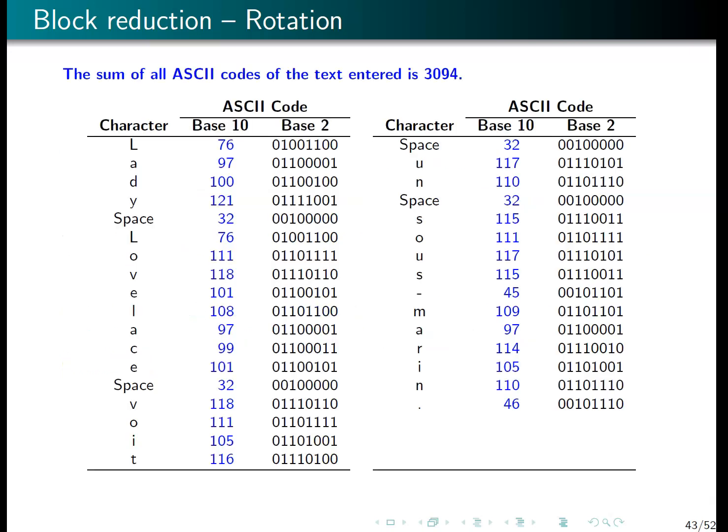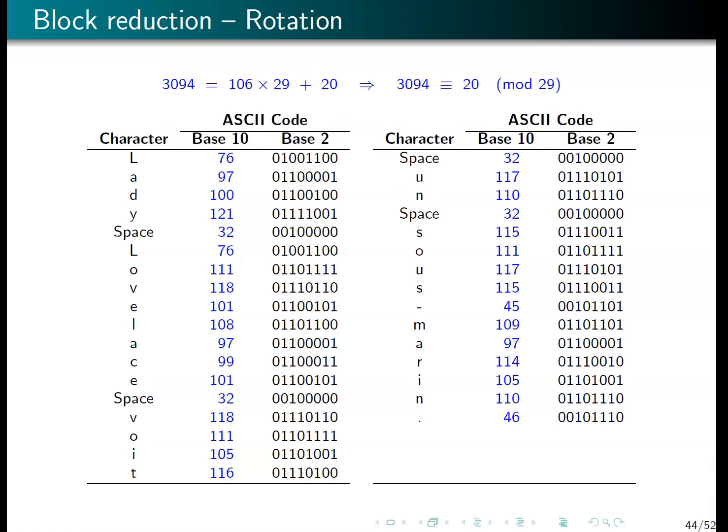So what I do here is I take the sum of all ASCII codes of the text entered. So here the sum of all ASCII codes is 3,094. And then I produce the result in modulo 29. So 3,094 is 106 times 29 plus 20. So 3,094 is congruent to 20 in modulo 29. So my rotation index will always be 20 with this given text.